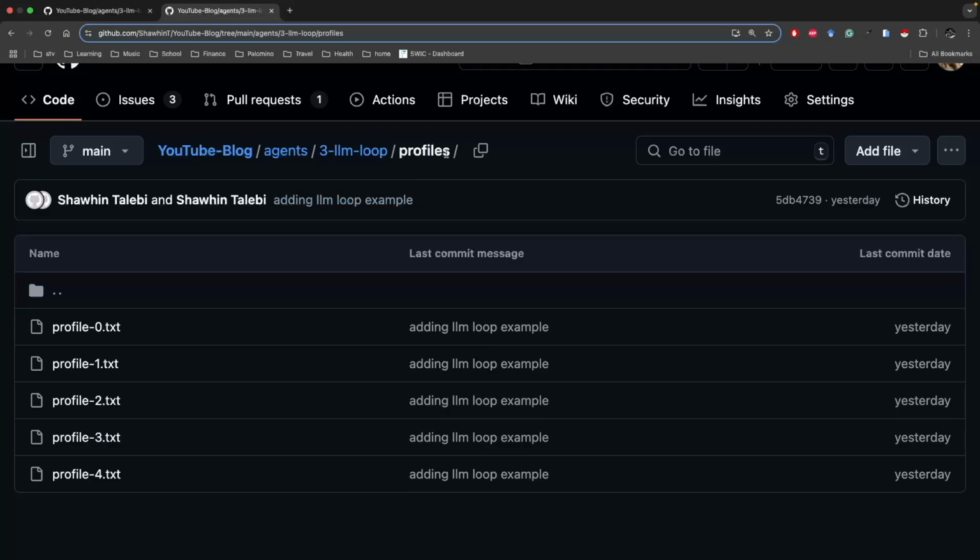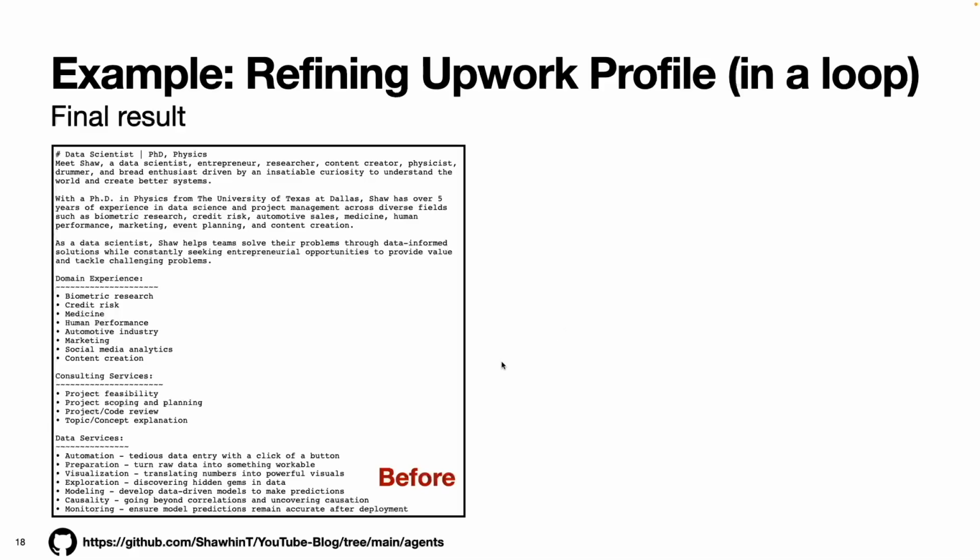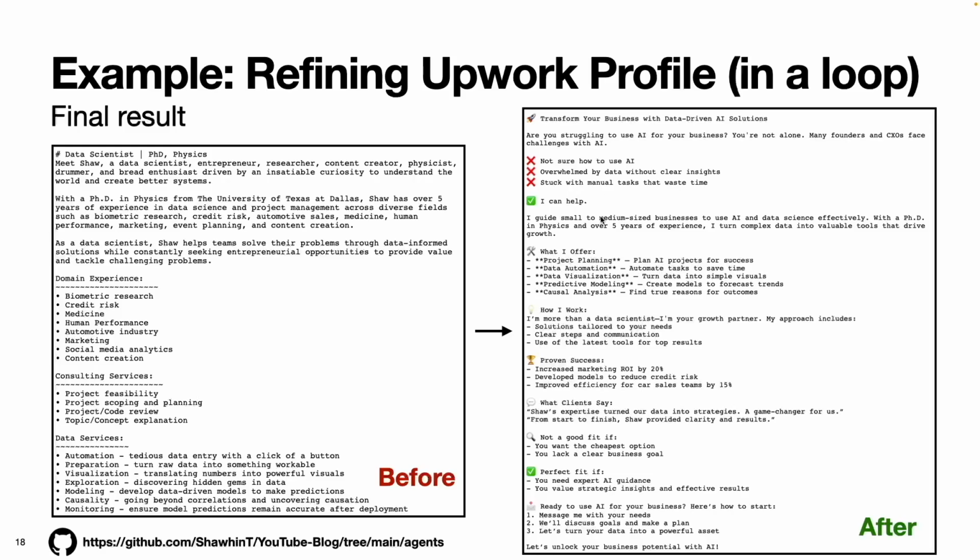There's this folder called profiles. So you can see how the profile text evolved over the iterations. But we can just look at the final result. So this is what it looked like before. This is the original text. And then this is the final text. And already this is easier to skim.